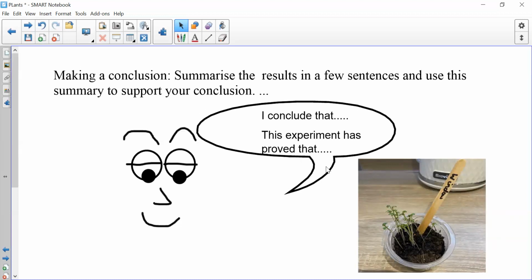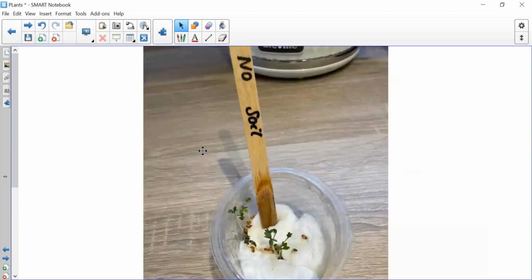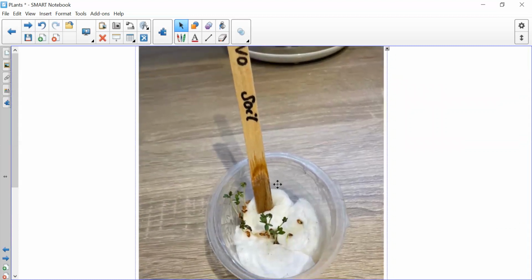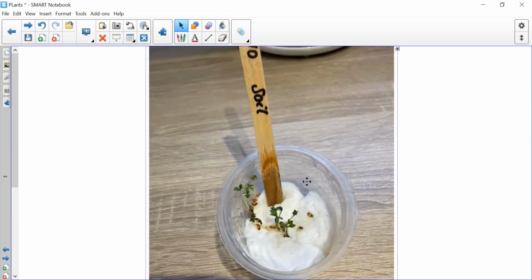So I conclude that, or this experiment has proved that, and it will be using facts from your results to back this up. Okay, so here are the results. Now these have been growing for a week. So this was the one with no soil. It had all the other things. So it had water, it had sunlight, it had warmth, okay?